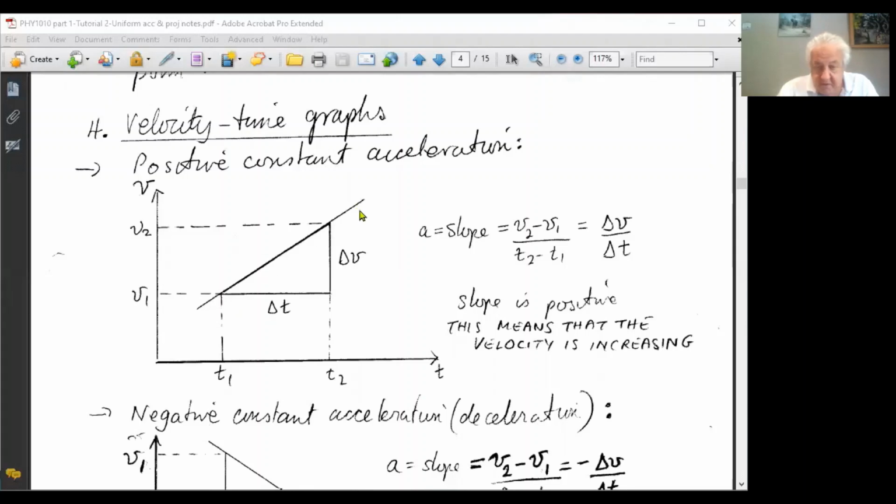With a positive slope, and a positive acceleration, it means that the velocity is increasing.